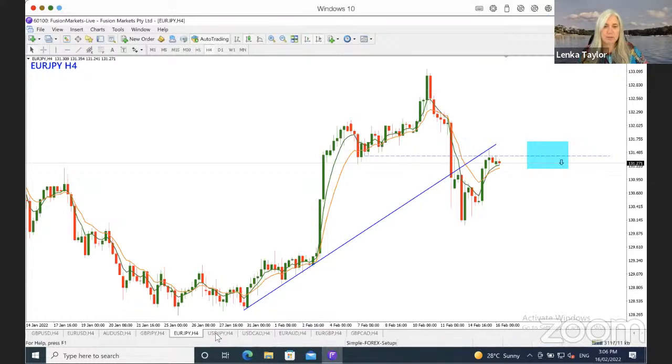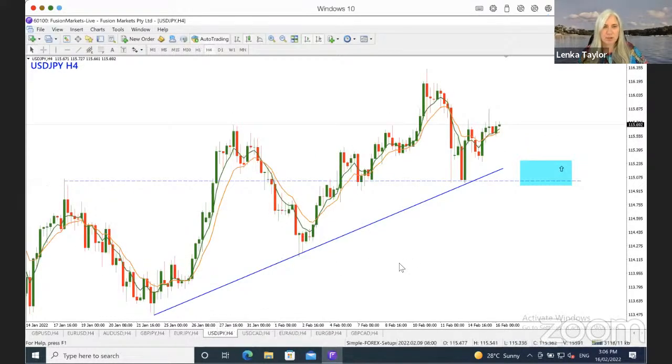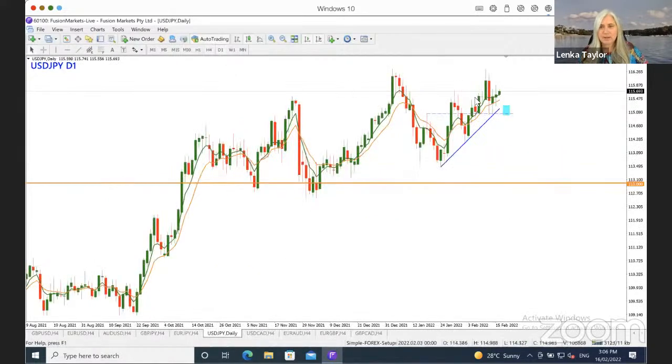Next currency pair I'm looking at is USD/JPY. And on USD/JPY, I'm looking still for a long. There is not enough room. It is very tight. It's already been at that level before.